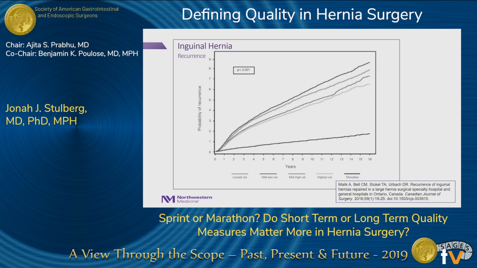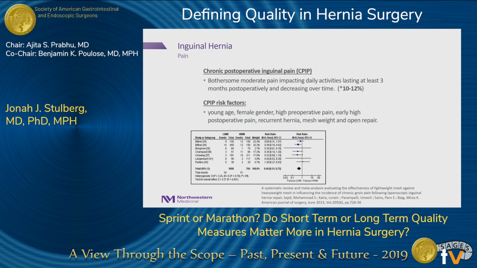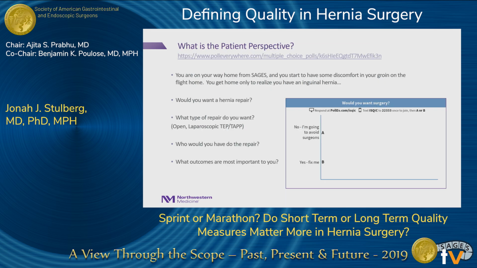And this is one of the great studies that is out there. This comes out of the Shouldice Clinic in Canada, and they put this together primarily, I don't know if I have a pointer on here, but you can see there's a low line down there. That's the Shouldice Clinic saying, hey, we're good at what we do, and everybody else struggles. But even them, there's a constantly increasing line of recurrence. The same is true when you look at chronic pain. Chronic pain tends to increase over time. And so I think we really need to start thinking of hernia disease as a chronic disease, and we have to measure those outcomes in a chronic fashion.